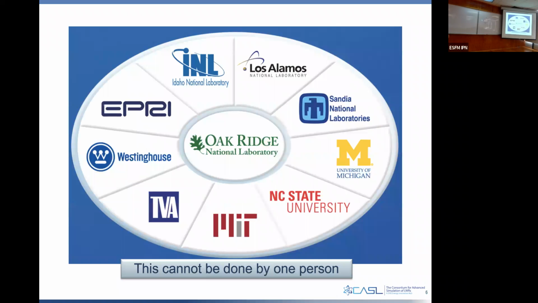To do this, it's not something that can be done by one person. This was a group of 10 institutions as a core group. Oak Ridge was the lead, with the Idaho, Los Alamos, and Sandia National Laboratories all working with us. We had 3 universities closely working: Michigan, NC State, and MIT. And we had 3 private companies. Westinghouse makes fuel and makes reactors. TVA operates reactors, and EPRI does general nuclear analysis and support for the nuclear industry, researching many of these same problems with the traditional tools.